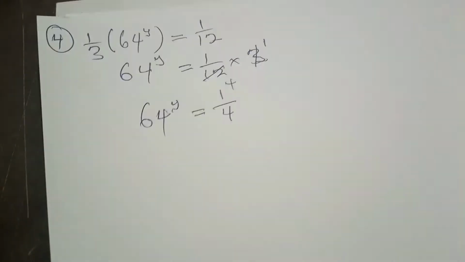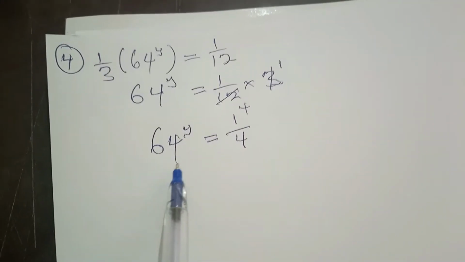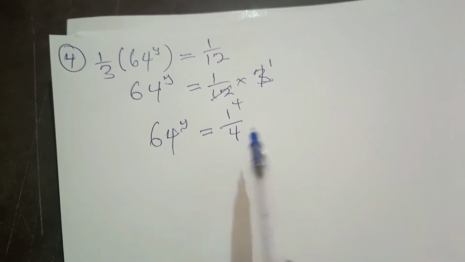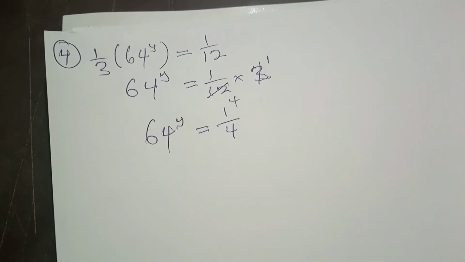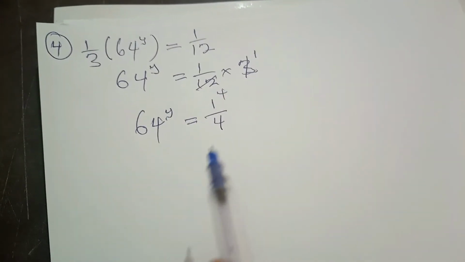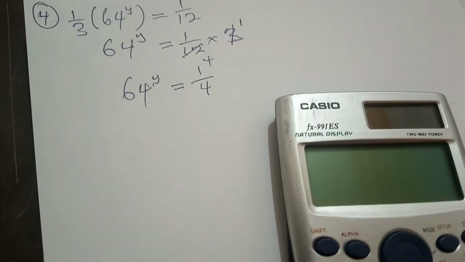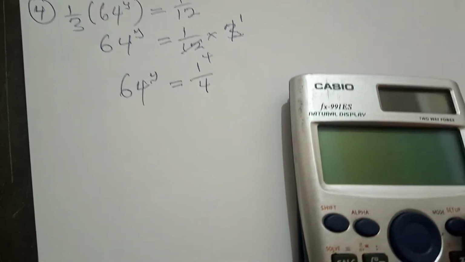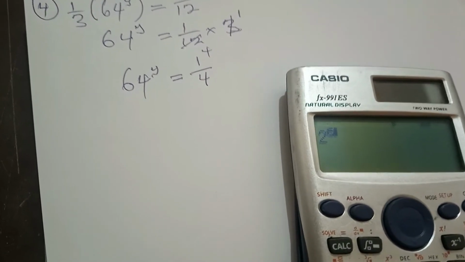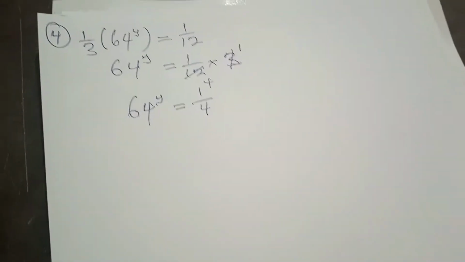Then we can see whether we can express this 64 and then this 4 in a way that each of them will have a common base. That is what we are trying to do. And I think the common base here will be 2, because 2 exponent 6 will give us 64. Let's just confirm that. So 2 exponent 6, yeah, that is 64.